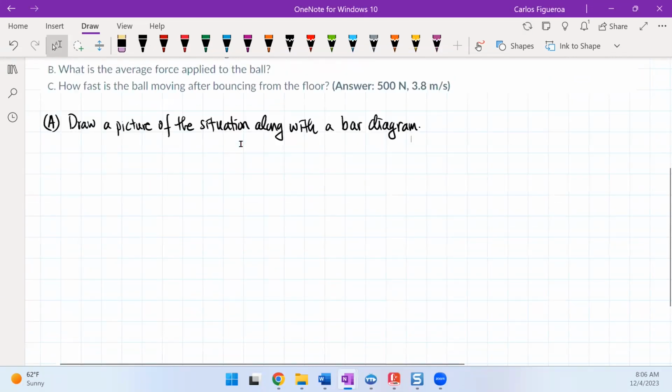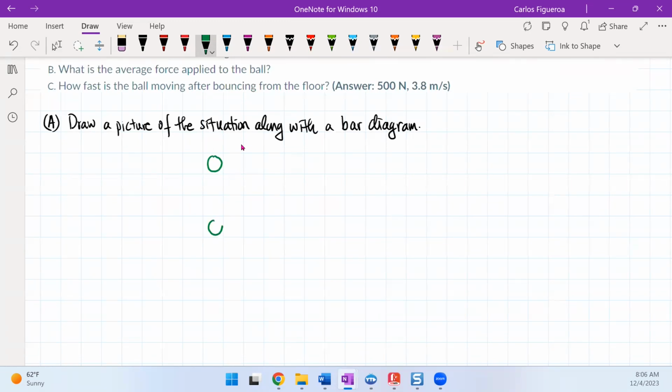In this situation, I imagine that we're starting with the ball at some height, and then it's going to reach a speed right before it makes contact with the ground. So it starts off at some speed equal to 0, and then when it hits the ground, we know that it's going to be moving with some speed v1 equal to 6.3 meters per second.